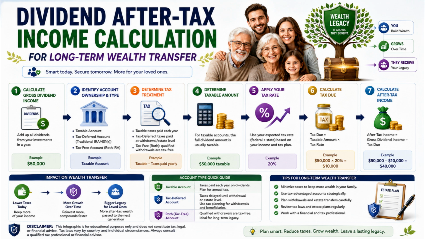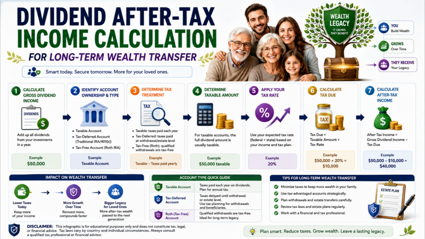After that, calculate the tax due. The simple formula is taxable amount multiplied by tax rate. So, if the taxable dividend amount is $50,000 and the tax rate is 20%, the estimated tax due would be $10,000. This step shows how much of the dividend income may be lost to taxes before the remaining amount can support long-term wealth goals.